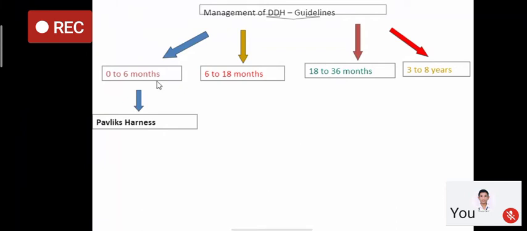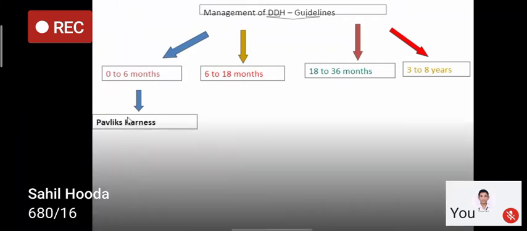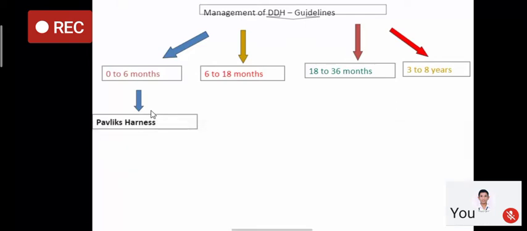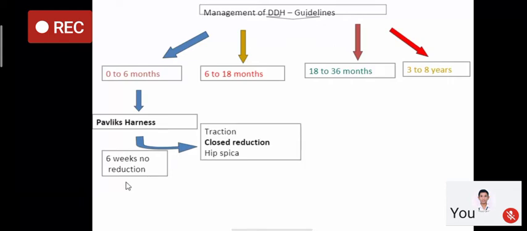Pelvic harness: these are the straps which keep the hip and thighs abducted and flexed to keep the head of the femur in the acetabulum. For 6 weeks, if there is no reduction, you can have traction or closed reduction and hip spica. Then comes 6 to 18 months, again traction and closed reduction and maintenance of the reduction in the hip spica.